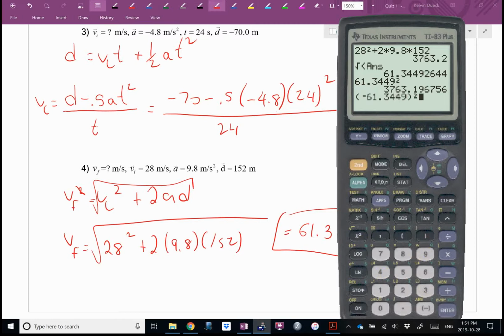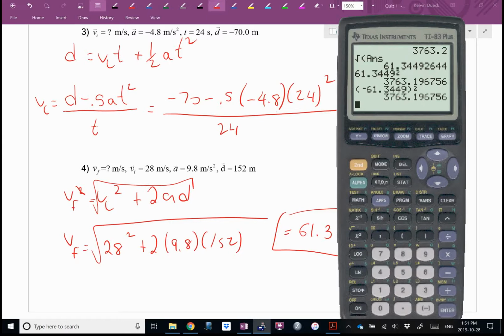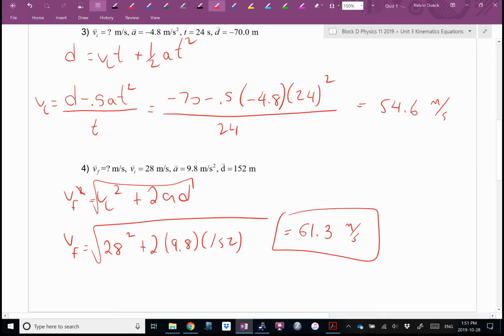VF could have been negative. The weakness with this equation is, much like your futures, it has no sense of direction. It doesn't know whether you're positive or negative. If your calculator always assumes you want the positive answer, there will be some questions in your future where we know that we're going backwards at the end and we know it for a fact, and we'll have to add the negative ourselves because our calculator will always give us a positive square root. So a bit of a problem that we'll have to run into later.